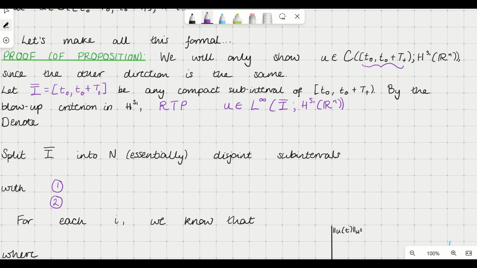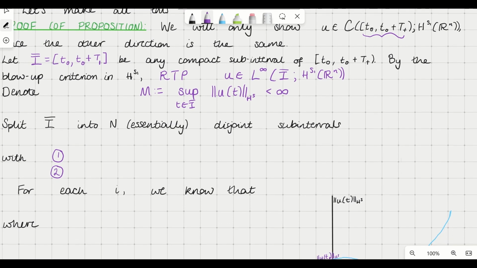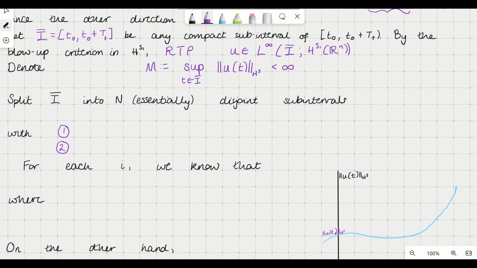Okay, so we said we want to use the control we have of u in HS, so let M denote the supremum over this interval I bar of the norm of u in HS, and we know this is finite because the interval is compact. Now we're going to split the interval I bar into N essentially disjoint subintervals, perhaps they overlap a bit at the endpoints, to write I bar as the disjoint union from i equals 0 to capital N minus 1 of intervals I_i.